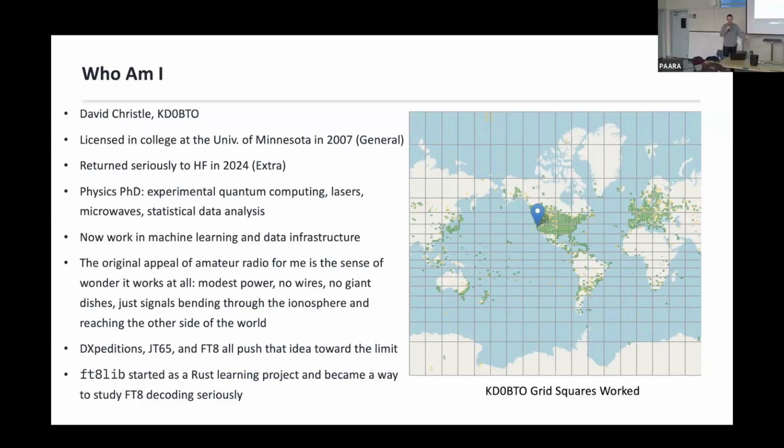Amateur radio, at least with these digital modes, is a prime candidate for finding weak signals and doing this kind of statistical analysis. My day job and career now is in machine learning and data infrastructure, so big data processing, and that ties into the talk a little bit. As for amateur radio, it's a wonder that any of it works: you can just pick up a microphone, you don't need that much power, and you can contact people all over the world, with your signals literally propagating through the ionosphere.